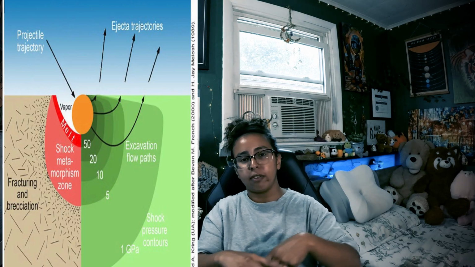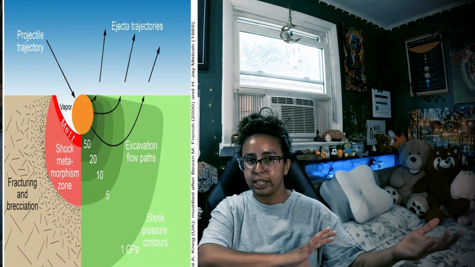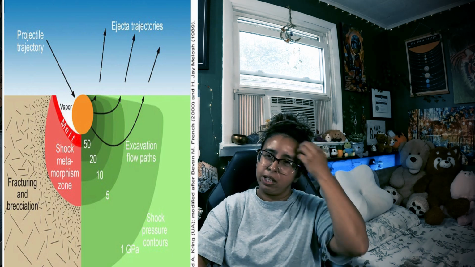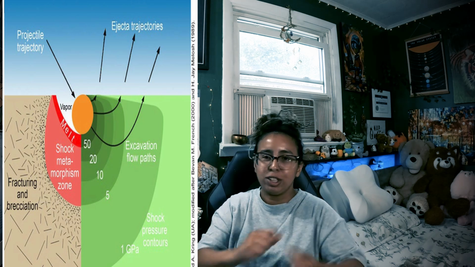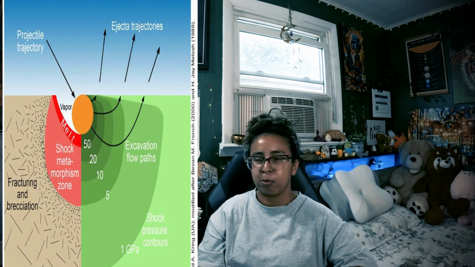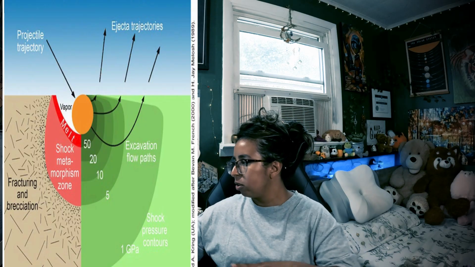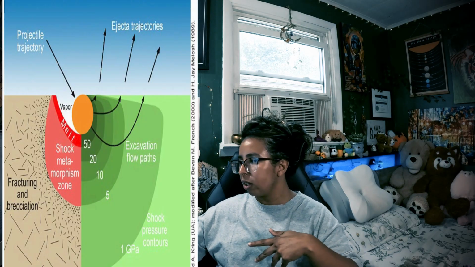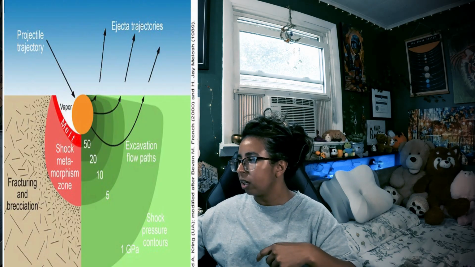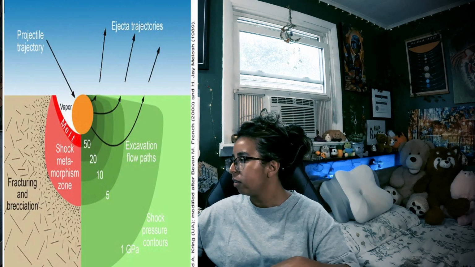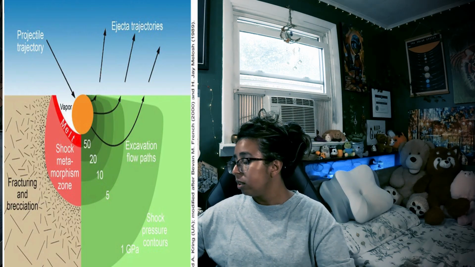And then, of course, you've got fracturing and brecciation in lower layers, which basically just means things are being torn apart. Very sharp rocks are being produced by this event. That's what we're interested in on the left side of the diagram. I'm not really that interested in the right side. That's just talking about ejecta and all that stuff. If you want to look into that, you can.